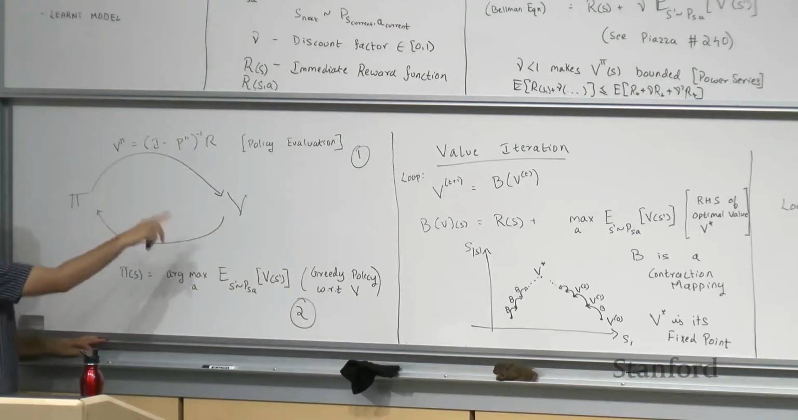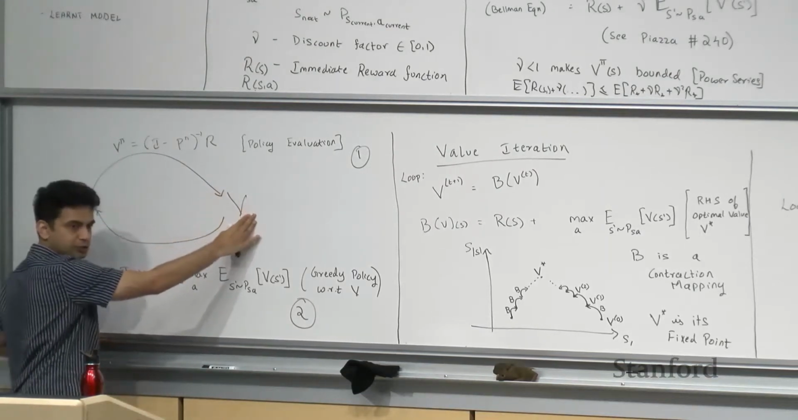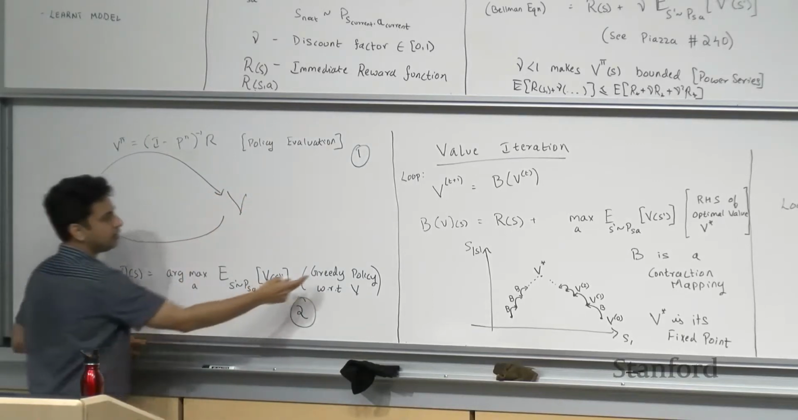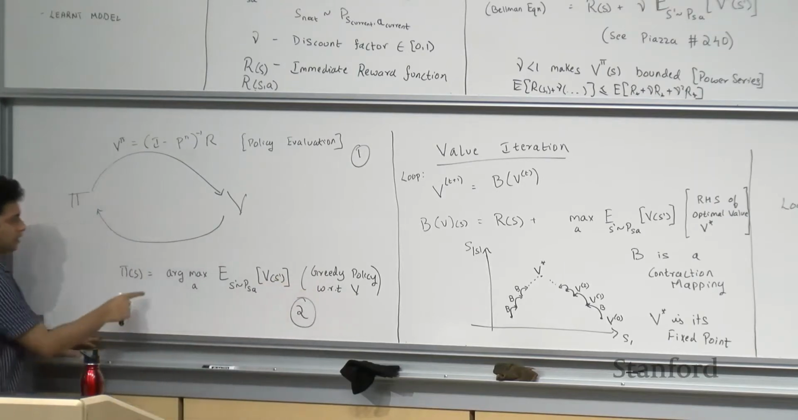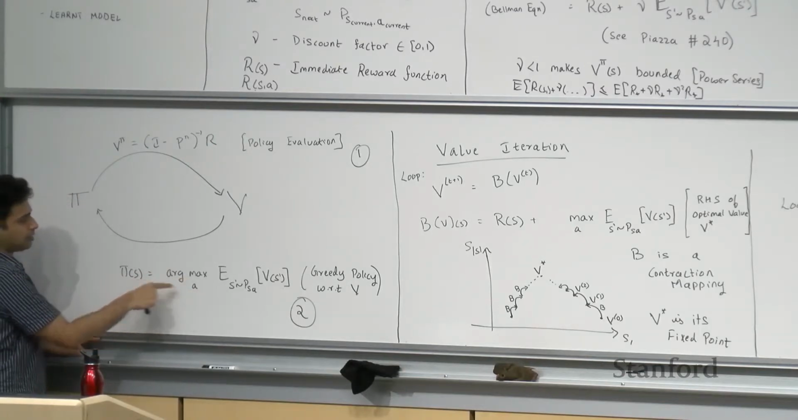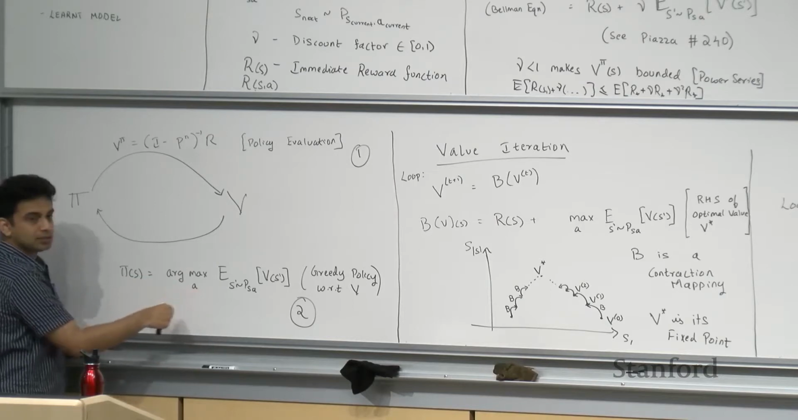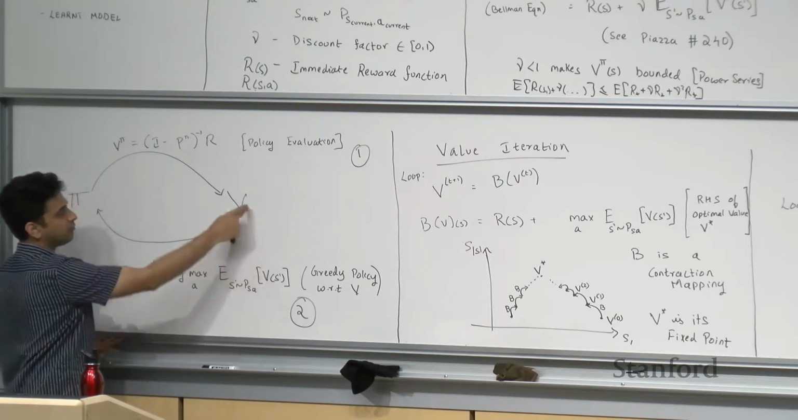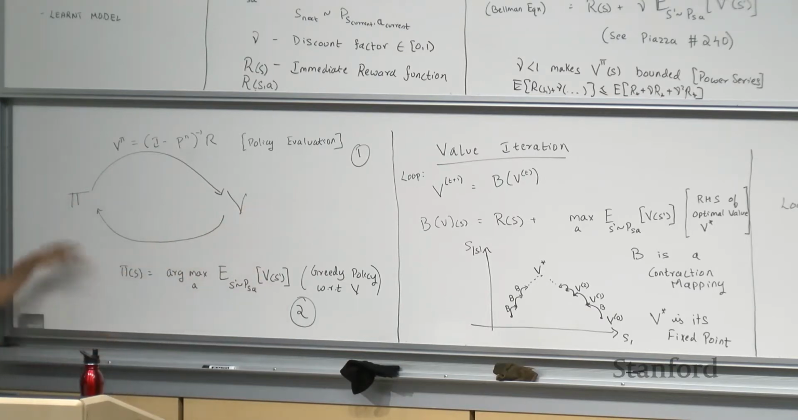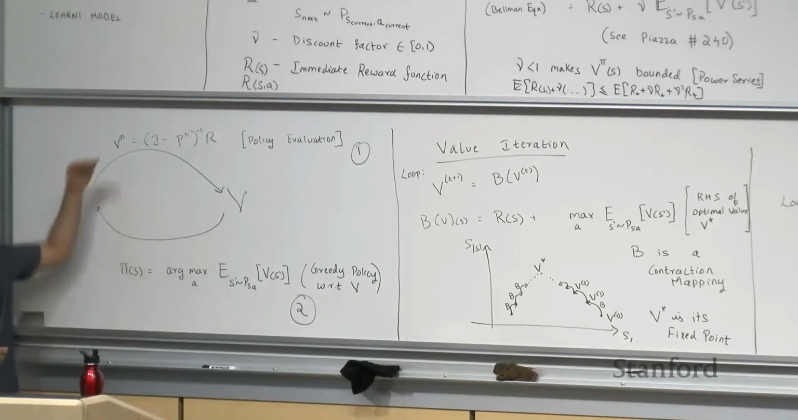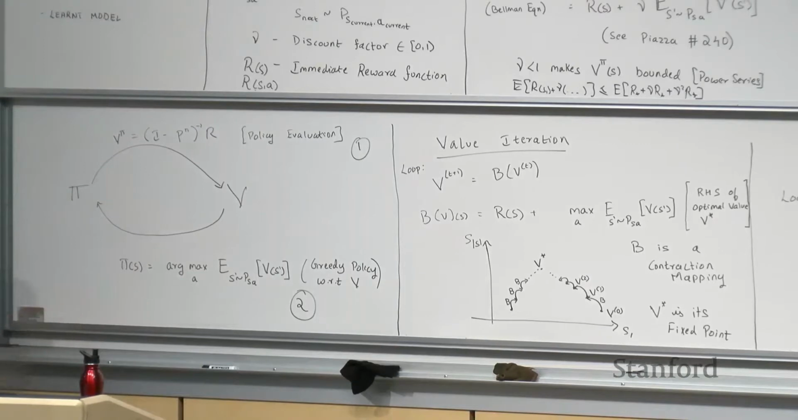That's one direction. The other direction is where you're given a value function, and this value function induces a policy, which is also called the greedy policy with respect to v. That policy is basically, at any given state s, the action prescribed is the action that maximizes the expected value of the next time step, where the value is defined by the given value function. So we can go from policy to value and from value to policy using these two relations.